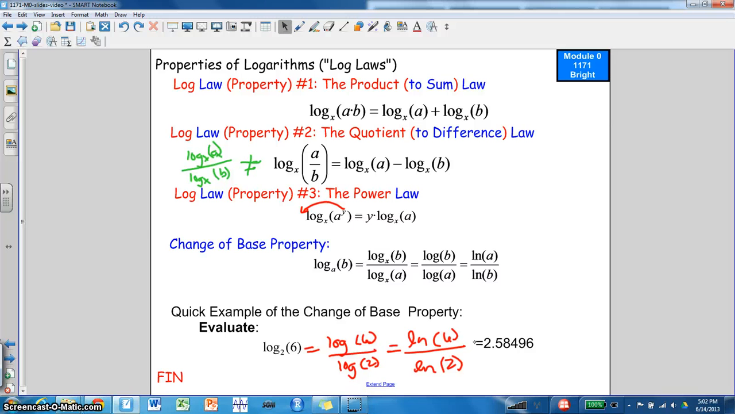Okay, basic run through of exponentials and logarithms. In the next section, we will start solving equations involving exponentials and logarithms.